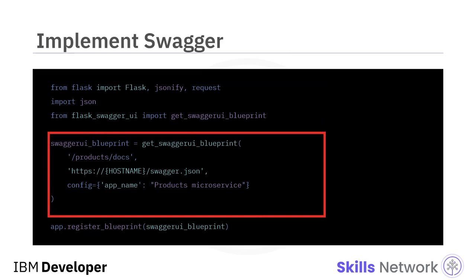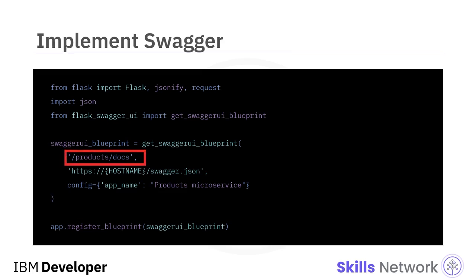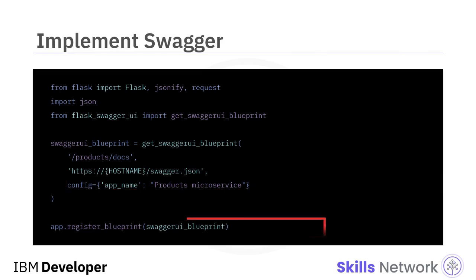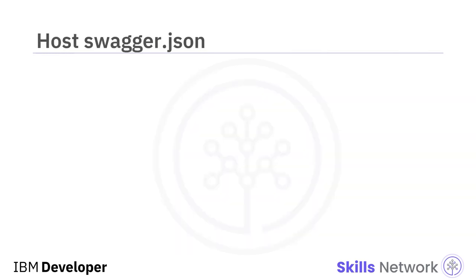Then, you define the basic configuration, which consists of the path where the Swagger will be available. You have kept it under the products/docs path in this example. The second argument displays where the Swagger file is served and the name you want to give to this Swagger. You then need to register this blueprint with the app for Flask. Swagger.json holds the definition and characteristics of your API in the form of a JSON file.